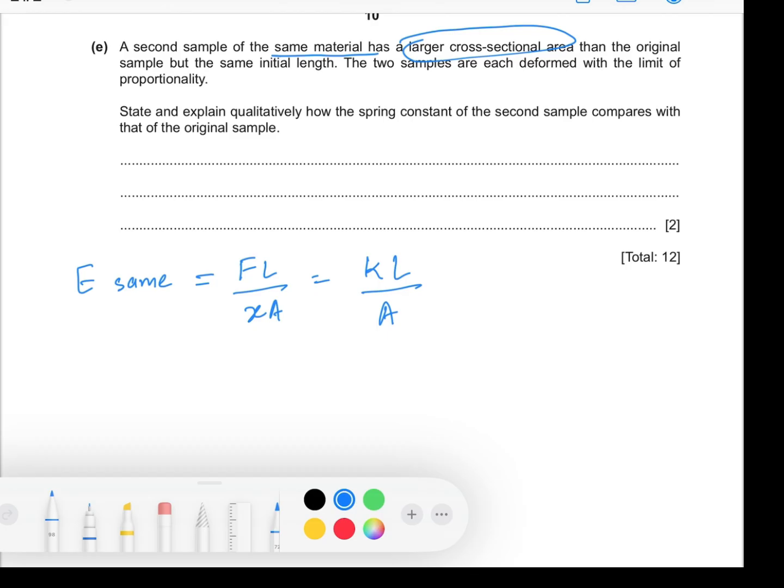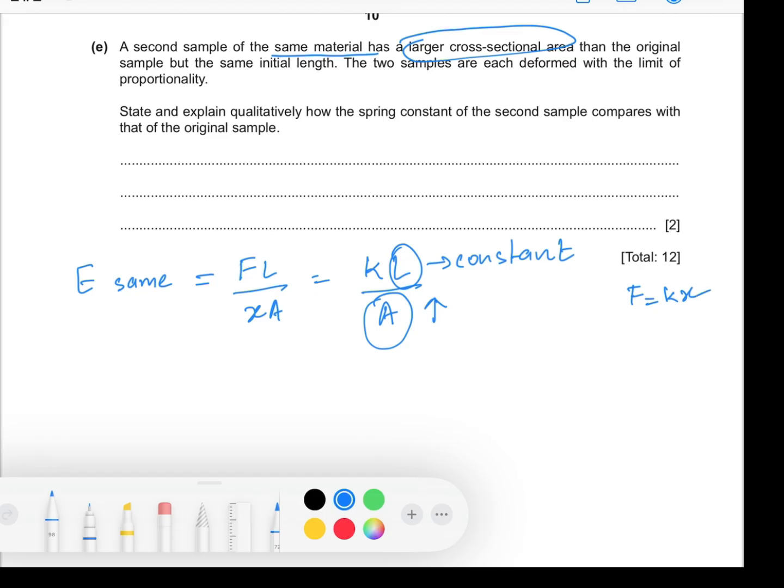Here the new sample is going to have a larger cross-sectional area than the original sample, but the same initial length. Okay, so this here is constant. The two samples are each deformed within the limit of proportionality. That means they are going to obey Hooke's law, and so this formula will apply to them.